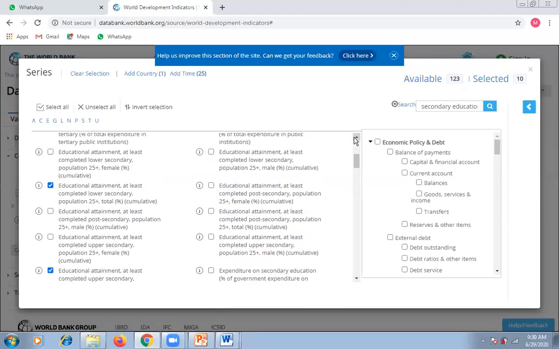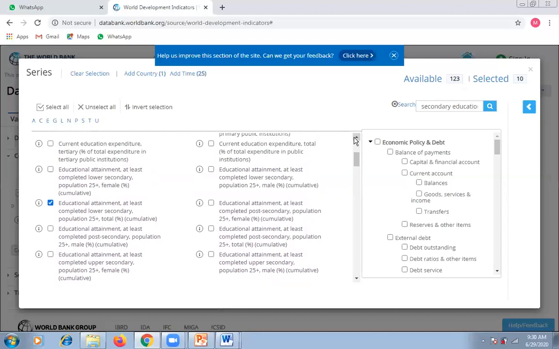Because lower secondary is also important. Okay, right. Selected 10 is okay. Now, physical capital, labor force participation, and human capital. We have taken these variables. We have only three variables, not more than three. It's okay now. Other variables are constant in our model.